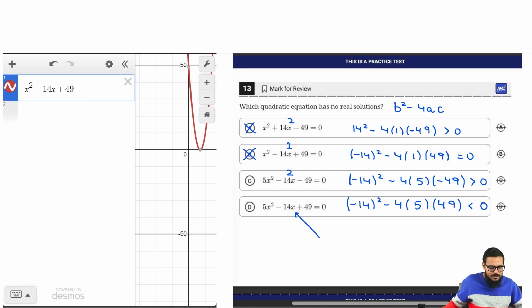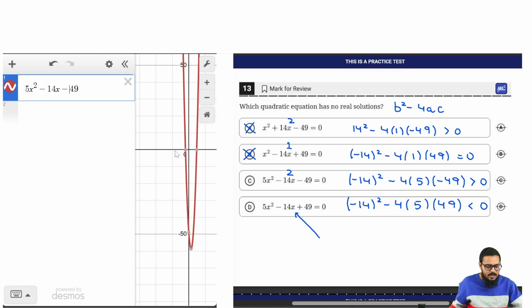So how many solutions am I getting? I'm getting one solution, one x-intercept, right? So this cannot be my right choice again. So let's put 5x squared minus 14x, and let's put a minus over here. So minus 49. And then you can see again two x-intercepts, which means two real solutions.